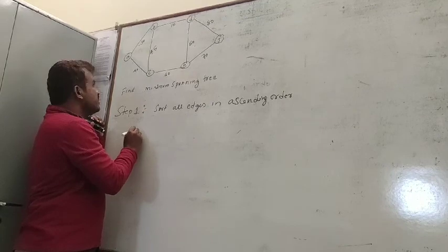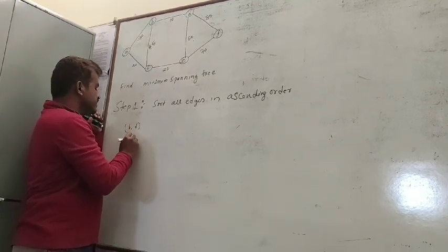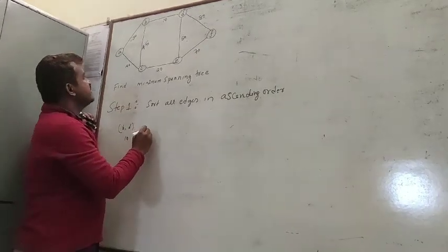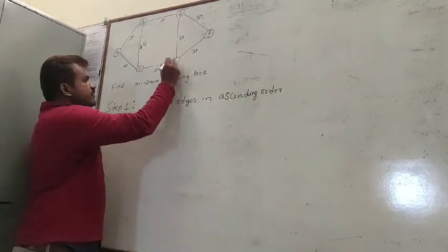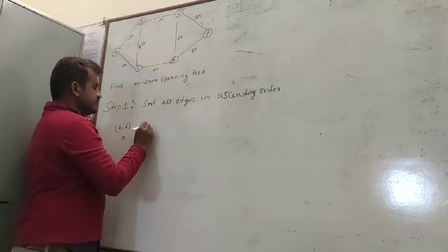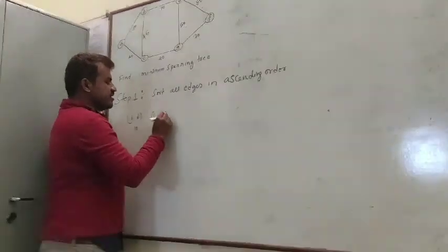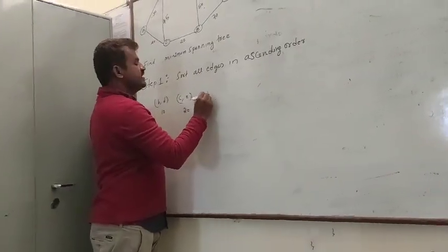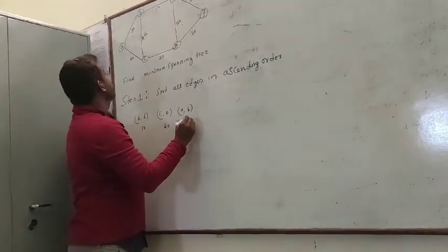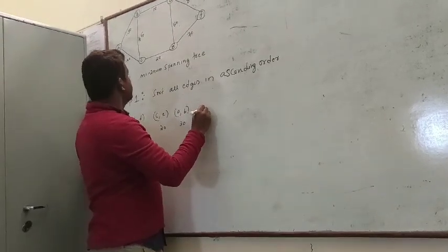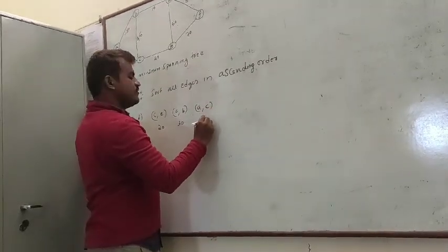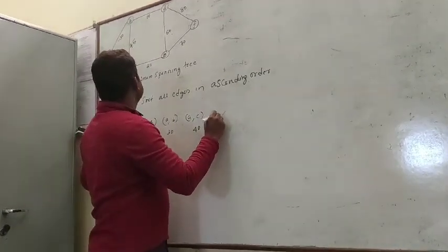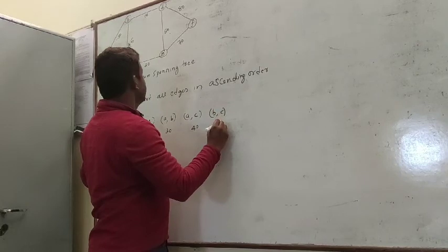The minimum edge is B to D, which is 10. The next minimum edge is C to E, which is 20. Then A to B is the next minimum. The next one is A to C, which is 40. The next minimum is B to C, which is 45.